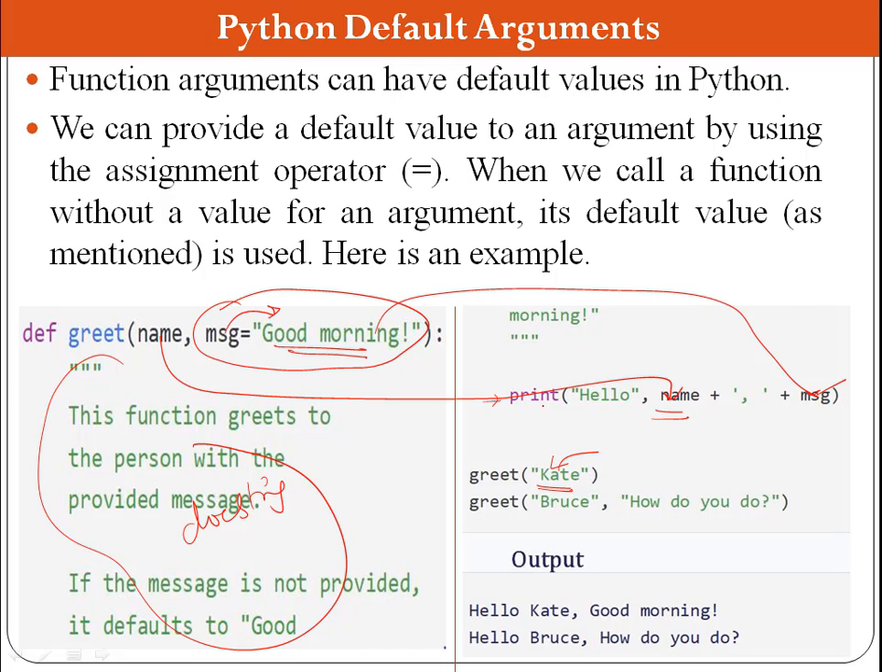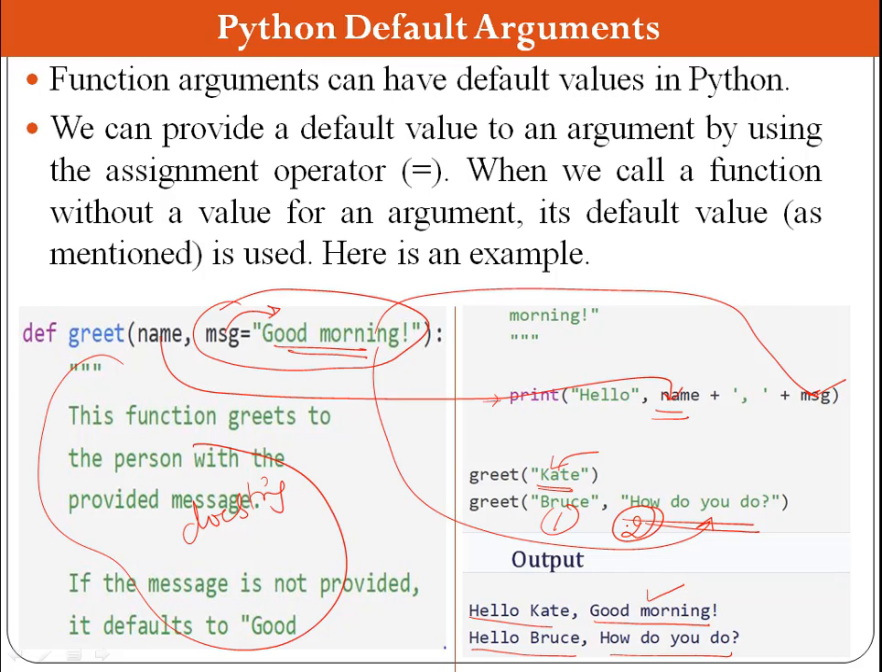And you can override this default as well by writing your own. So here you have mentioned your own. You have written hello Bruce, how do you do? So you have passed both the arguments with your own values. And if you are not passing the second one, it will pick the default one.